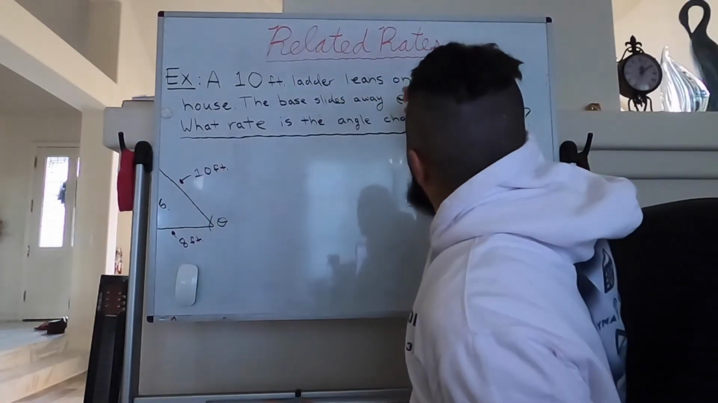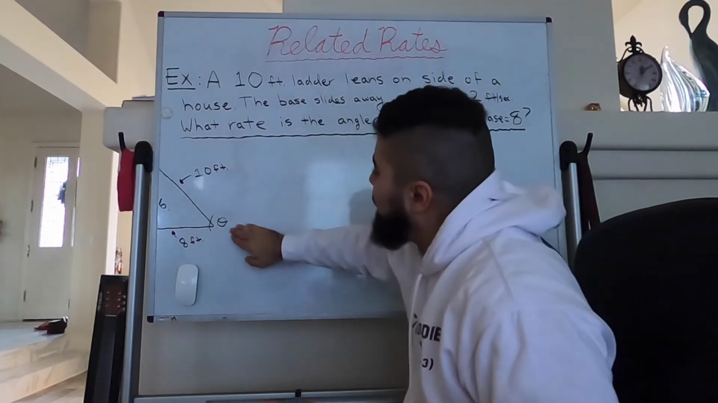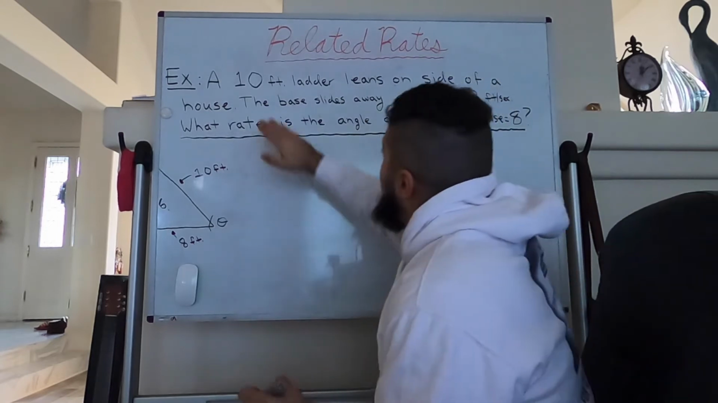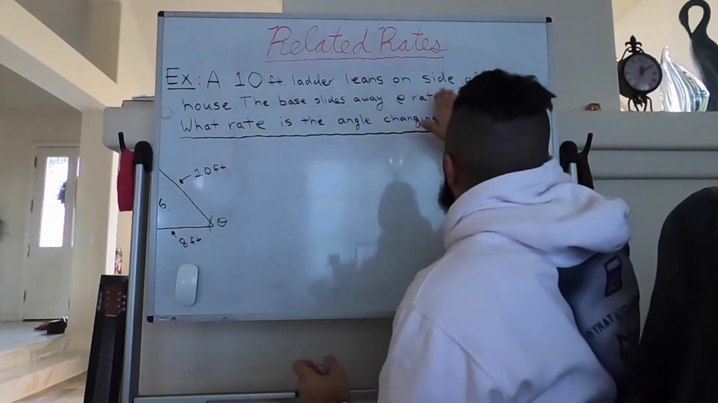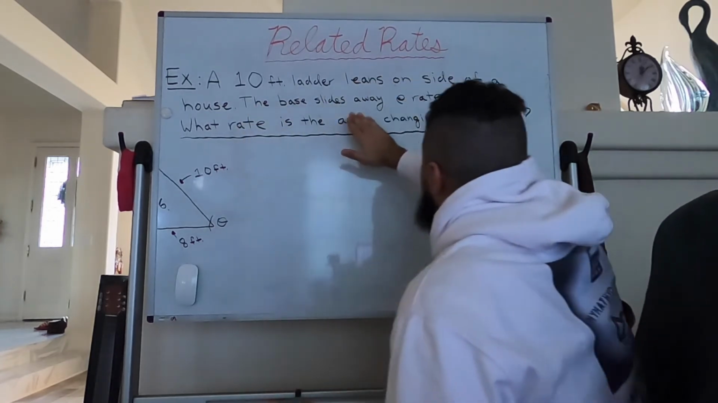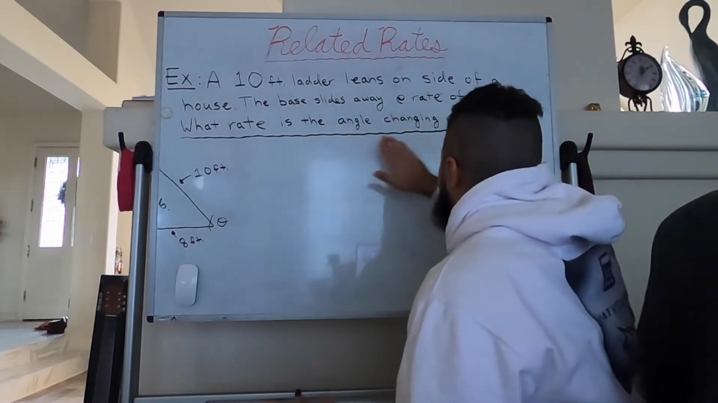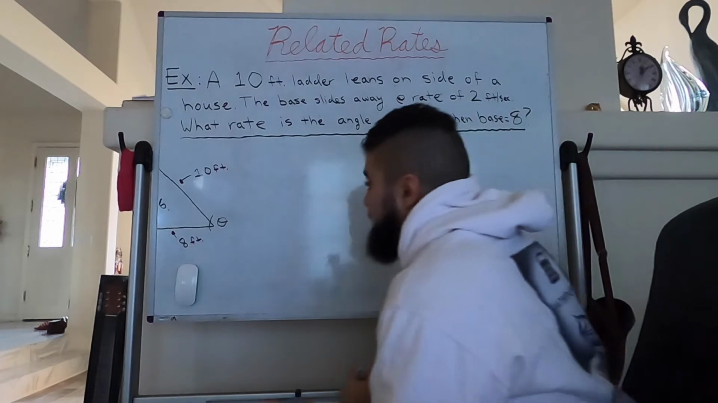Welcome to My Math, Your Math. Today we're going to talk about related rates, and how to find the rate at which an angle is changing. We have a 10-foot ladder leaning against the side of a house. The base slides away at a rate of 2 feet per second. What rate is the angle changing when the base is equal to 8?